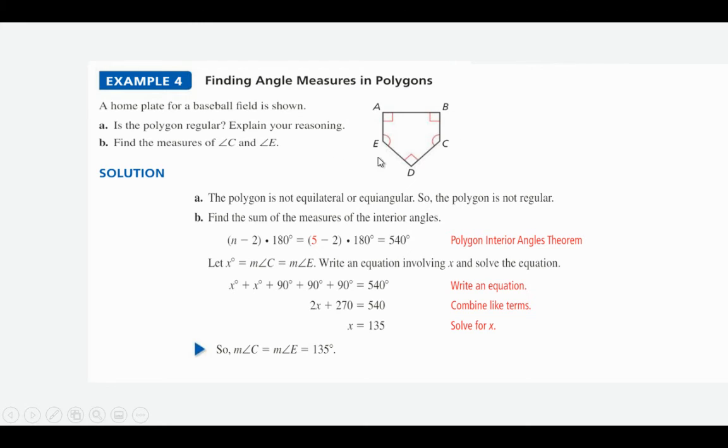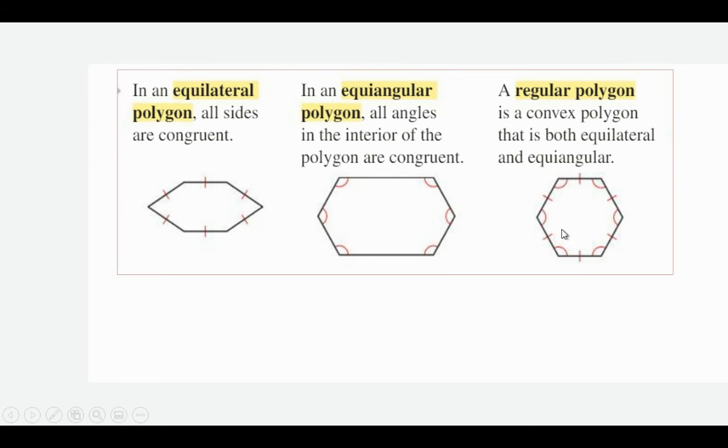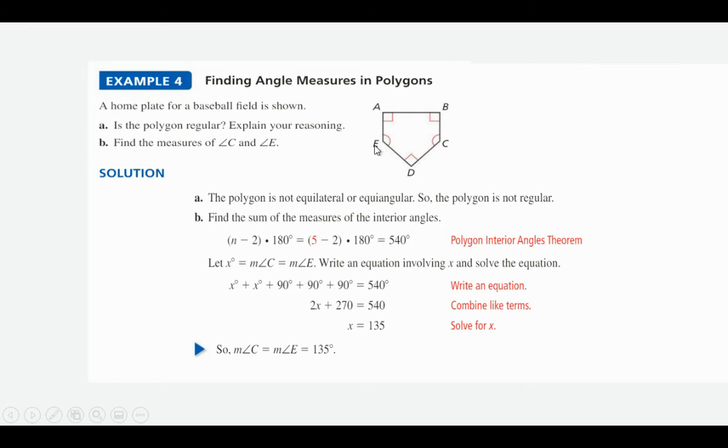All right, so here we have a baseball plate. Is this polygon regular? Again, what's the definition? We go back to here. It needs to have the same side lengths and same angles. If we look, we notice that they are not all the same angles. So right away, we know that the polygon is not regular.